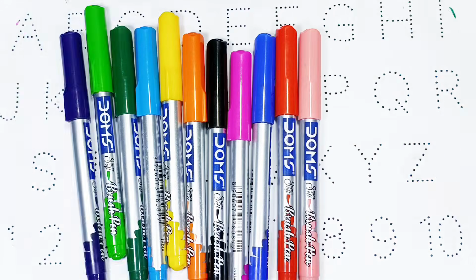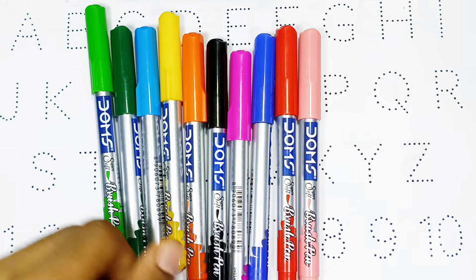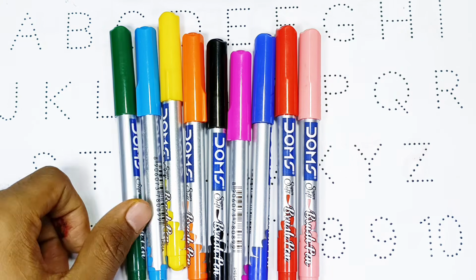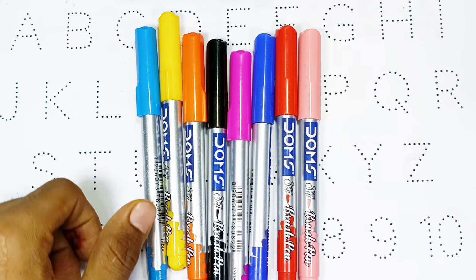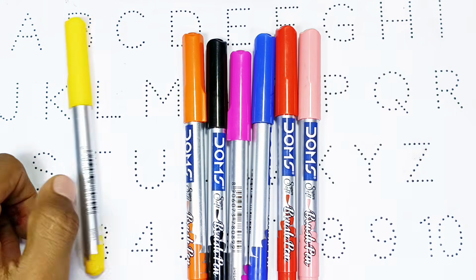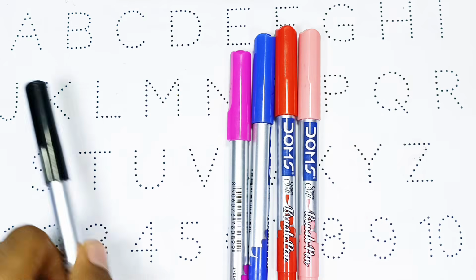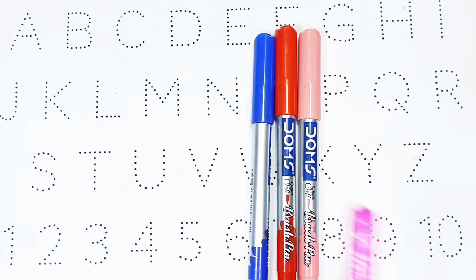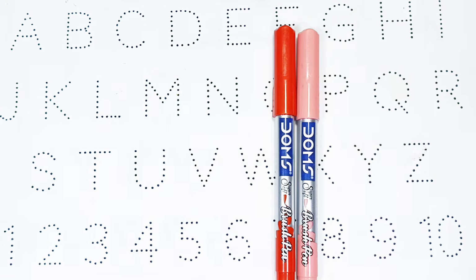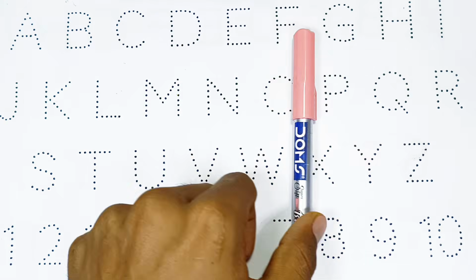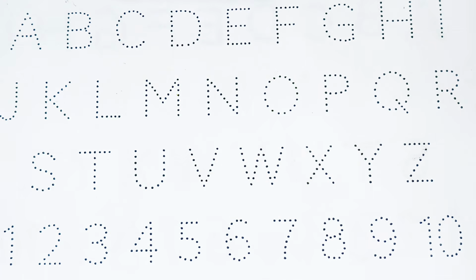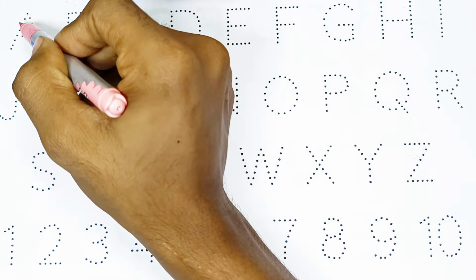Brown color, purple color, light green color, sky blue color, yellow color, orange color, black color, pink color, blue color, red color, and light pink color. Kids, now you draw A.